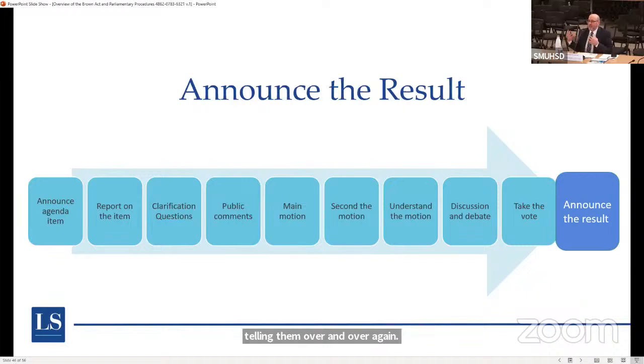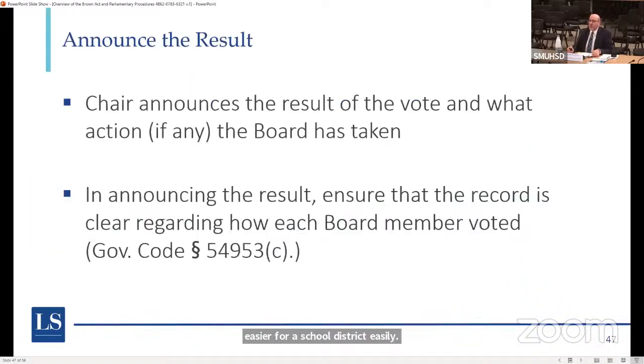So all of these debates are very interesting, but it's easy for a school district: it's just those 3 votes. So we get through that process. You announce what the result was. The minutes are supposed to clearly reflect what that is.